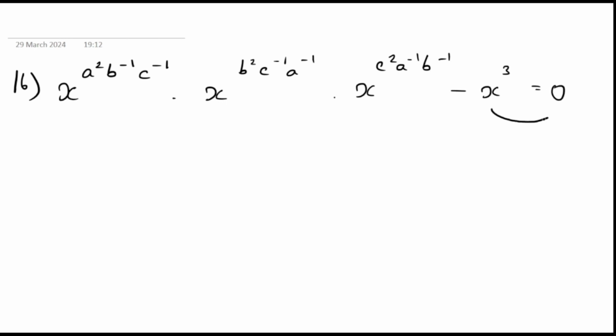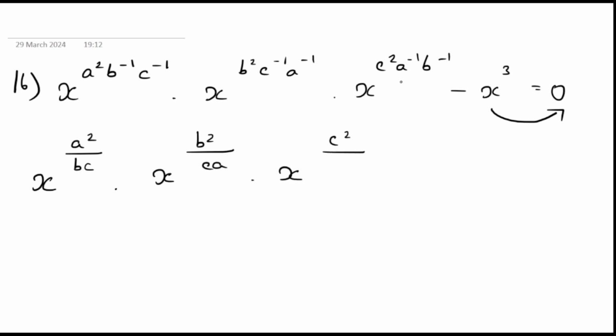Here I am taking the minus x cube to the other side. And wherever there is minus in the power, I am bringing it to the denominator. So this will become x to the power A square divided by B into C. B and C has minus in the power, so I am bringing it down, and both has 1 as the power, into x to the power B square. Here C and A I am bringing it to the denominator, CA into x to the power C square, and here A and B, it has minus in the power, so I'm bringing it to the denominator. And minus x cube, I'm taking it to the other side, so it will become plus x cube.